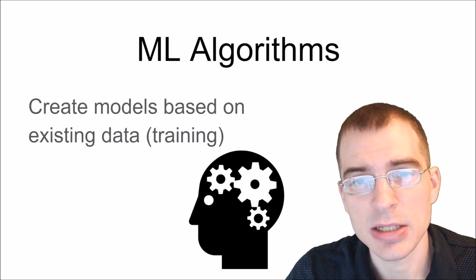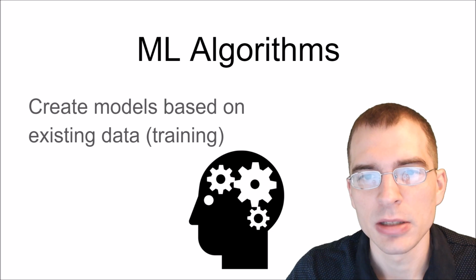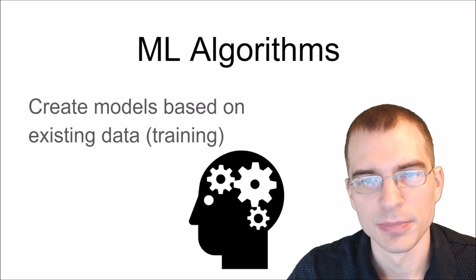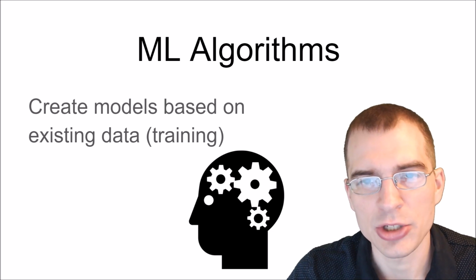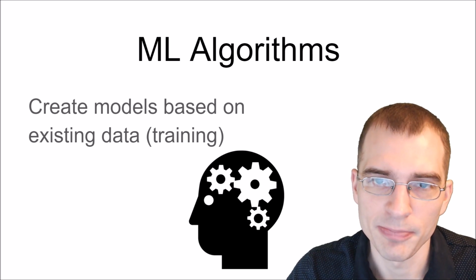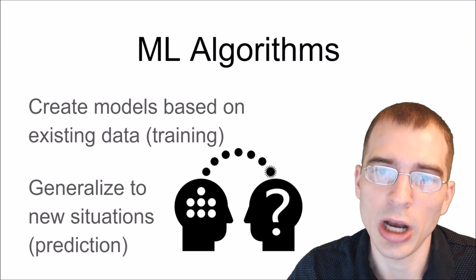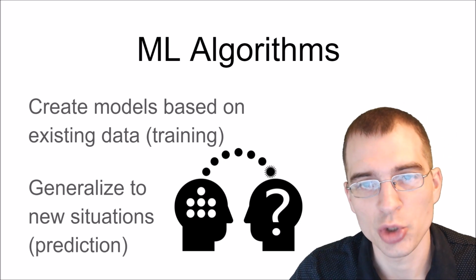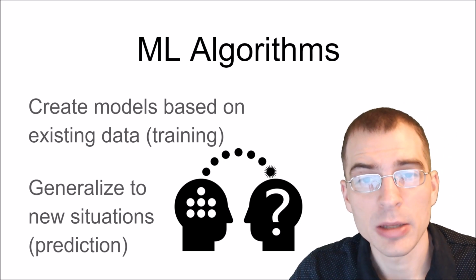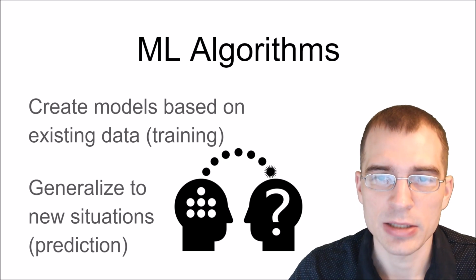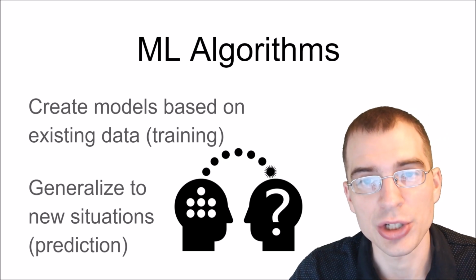This process of learning a model from data is known as model training. Once a machine learning algorithm has created a model from existing data, it can be applied to new data to do things like categorizing new observations or predicting future behaviors. Applying a model to new situations is known as model testing or prediction.